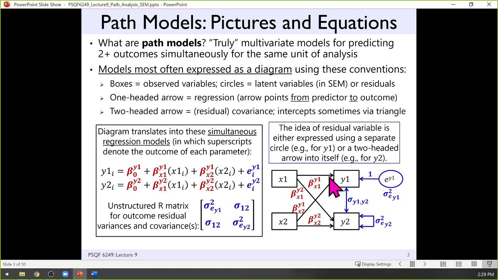So the equation that goes with the picture would look like this, where I'm using superscripts to denote which outcome is being predicted, and the subscripts say what the predictor is. So this is one way to represent a complex system of equations. There's many other ways. You just have to make sure that you're internally consistent.